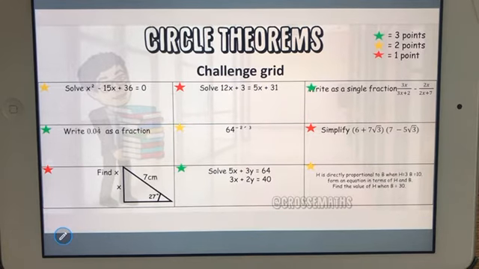We've got to look at the 36 and we've got to look at the minus 15. We've got to find two numbers that multiply to make plus 36 and add... Sorry, I got a psycho dog running around, ignore that.